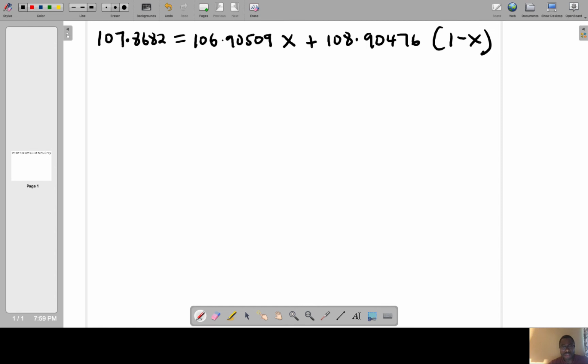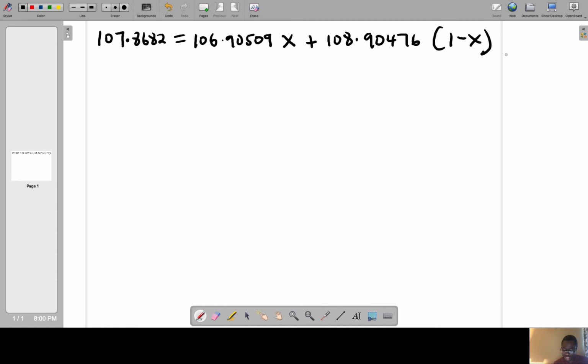Okay, so I've rewritten the equation setup like this. As you've seen, I've just taken the amu out so that we deal with only x. So we have 107.8682 equal to 106.90509x plus 108.90476, then in parentheses 1 minus x. Here we have to multiply the 108.90476 by 1 minus x.